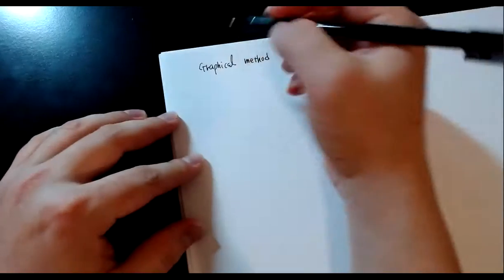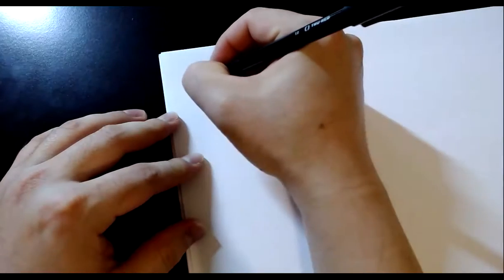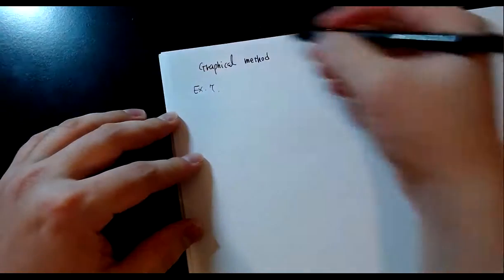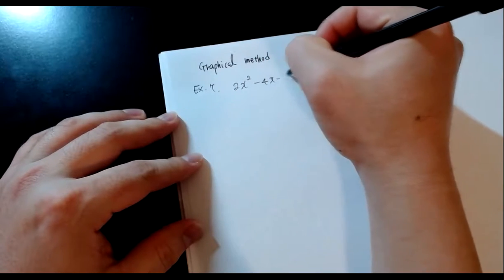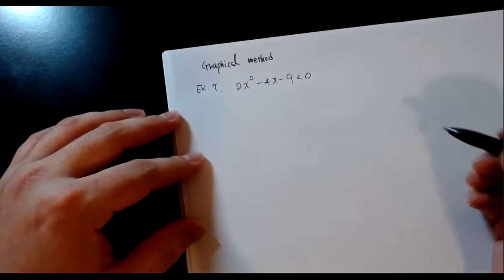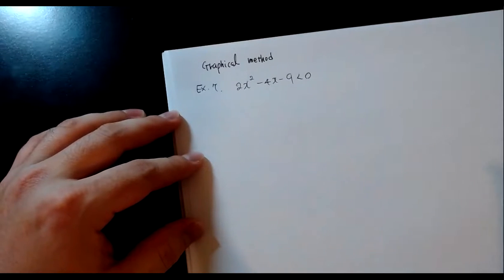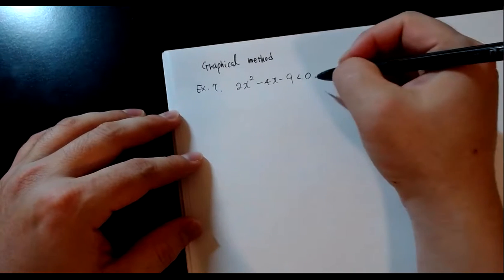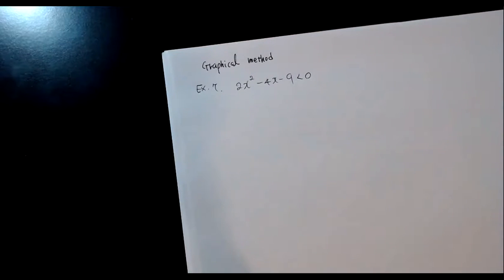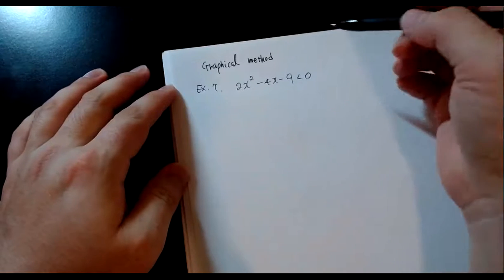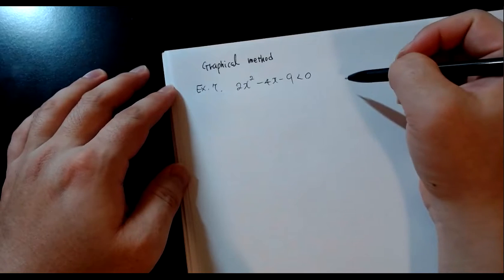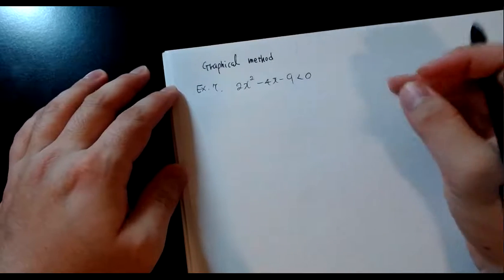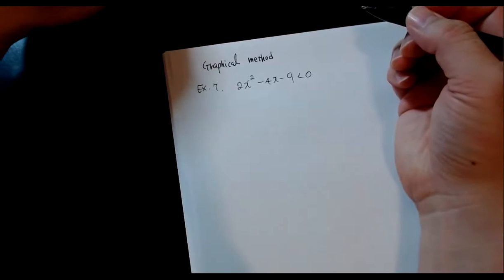So in the graphical method, here is the example. This is example 7 in the textbook. 2x squared minus 4x minus 9 is less than 0. So step 1 is to get 0 on one side, but we already got 0, right? The problems give us an inequality having 0 on the right hand side. But if you get certain terms on the right hand side, you have to move those terms to the left hand side.